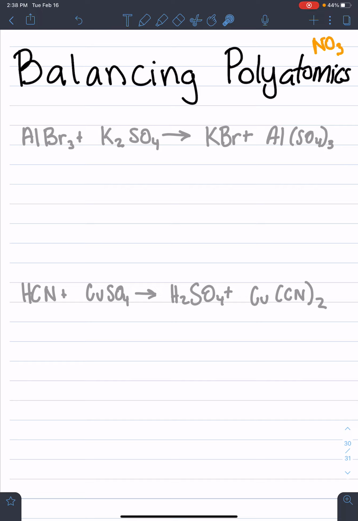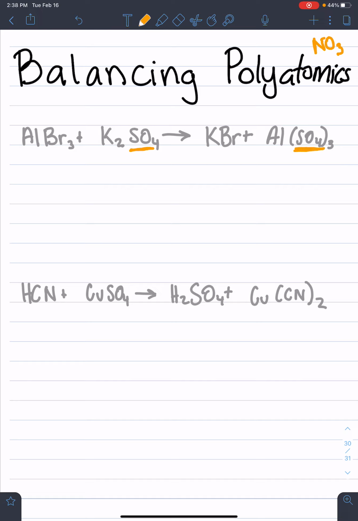So I want you to pause the video and take a second to look at this top equation and try to find what two element combo stays together on this side and on this side. Alright, so pause the video, take a second to think about that. I'm going to keep moving on and I'm going to underline it for you. And so on the left side, you'll notice that you have SO4, and on your right side it stays together as SO4.